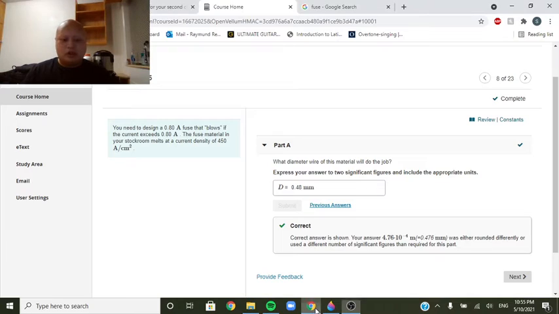But anyways, we have to design a 0.8 amp fuse, and the fuse material in our stockroom melts at a current density of 450 amps per centimeter squared. We are looking for the diameter of the wire, and the answer is 0.48 millimeters or 4.8 times 10 to the negative fourth meters. According to the problem, I have the green check over here.